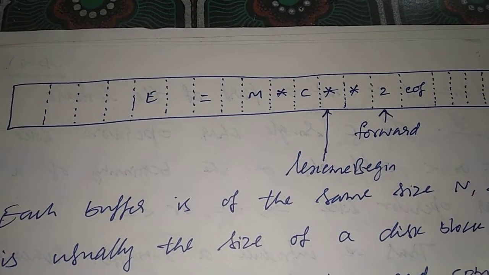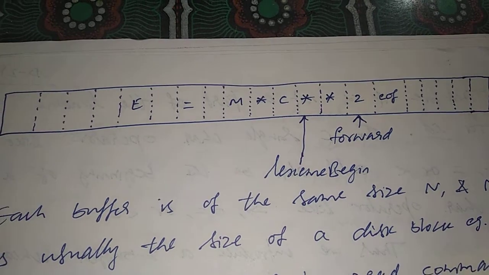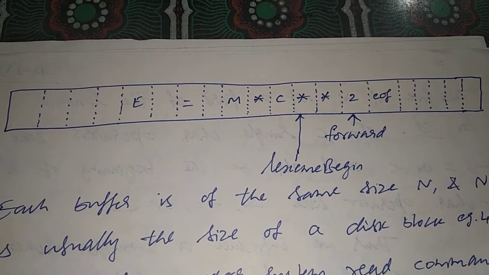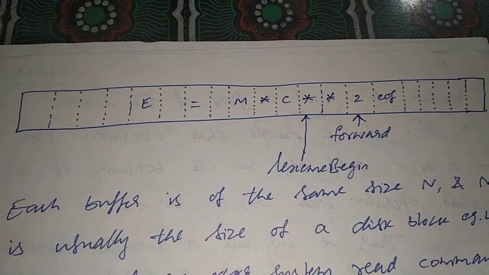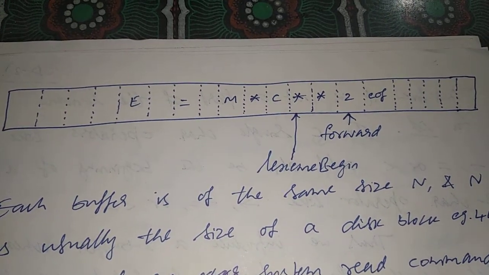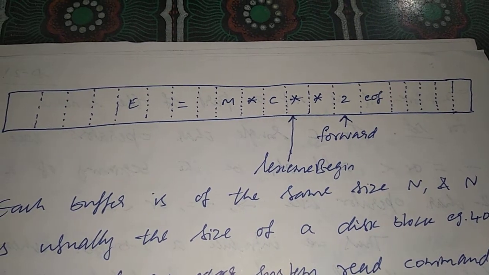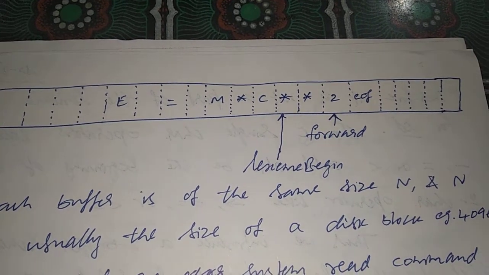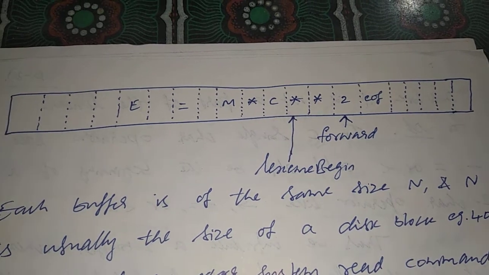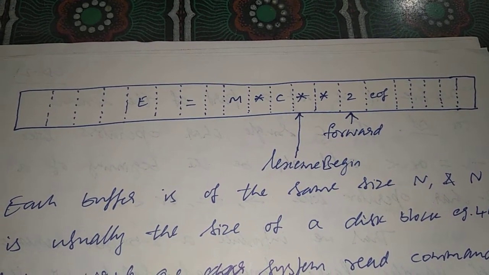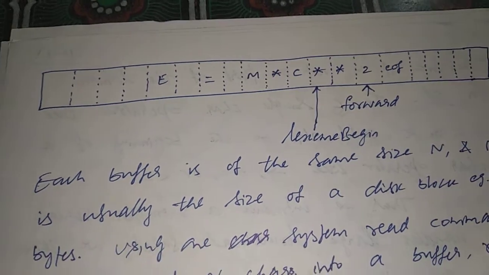Here we can see how the buffer looks. We have an equation like E equal to m c square, which is written in the buffer like E space equal to space m star c star star 2. Star star 2 is for exponentiation. Then we have EOF. Here we have two pointers, lexeme begin and forward. We'll see what those are later.